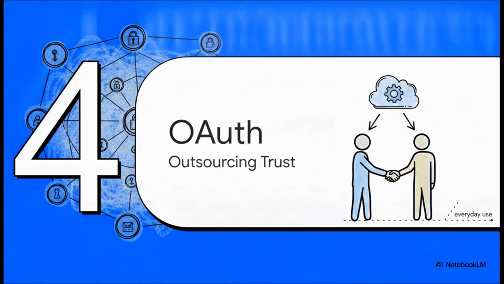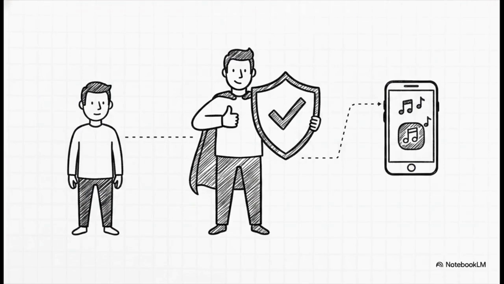Next up, Section 4, Outsourcing Trust with OAuth. This is the next evolution of authentication. It's a topic that sounds incredibly complex, but I guarantee you use it every single day. So, what is OAuth? At its core, OAuth simply lets a trusted third party, like Google, Apple, or GitHub, vouch for your identity to a completely different application.